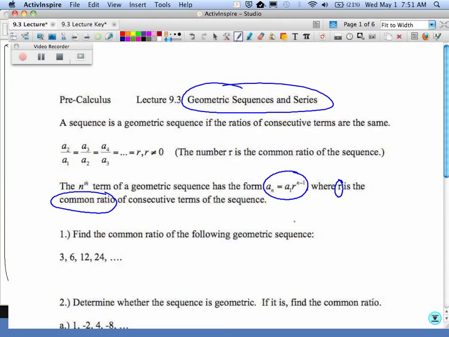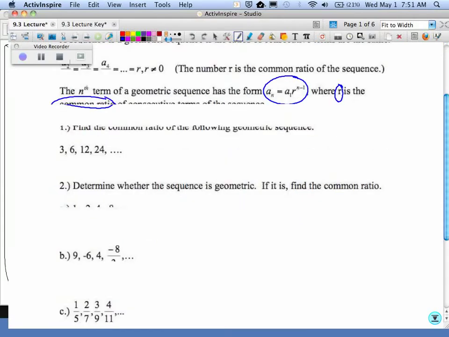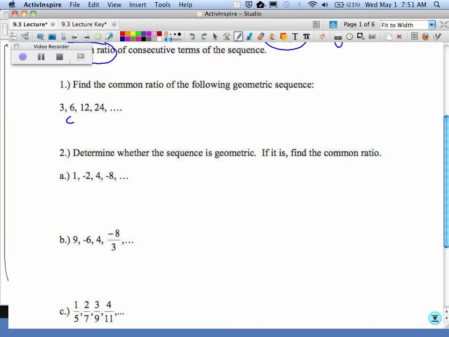Same thing as yesterday. You take the second term, and this time we're going to divide. So you take 6 divided by 3, 12 divided by 6, 24 divided by 12. So that's a 2, that's a 2, that's a 2. So your R value is 2. We are multiplying by 2 to get to the next number every time. So if somebody's sitting near you, double check to see if these are geometric or not. If you find it to be geometric, write down the R value.